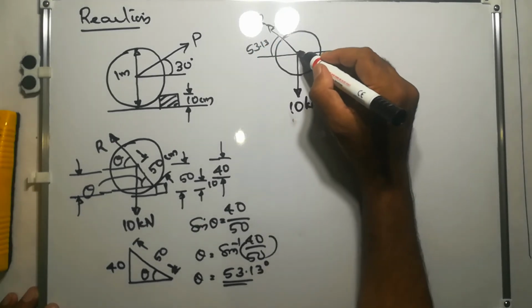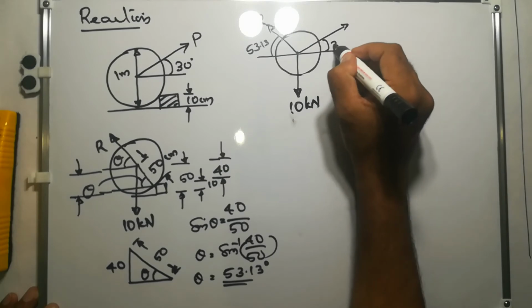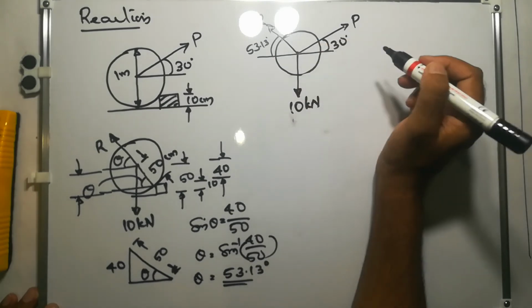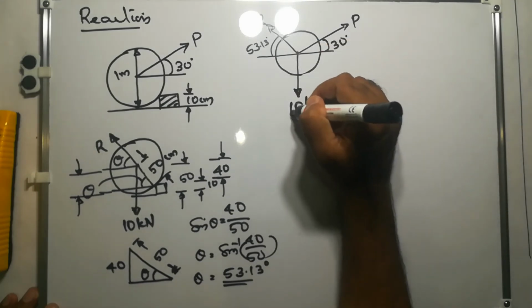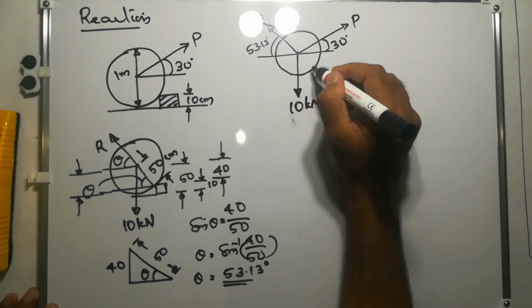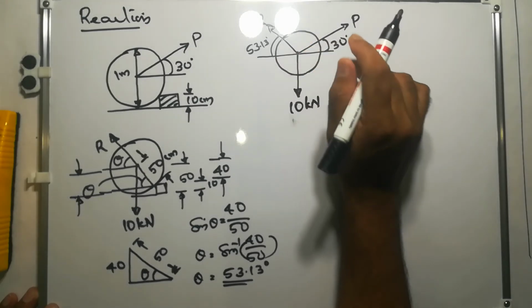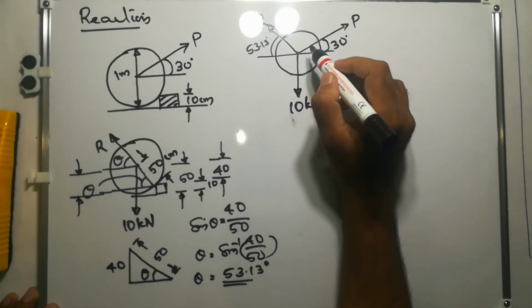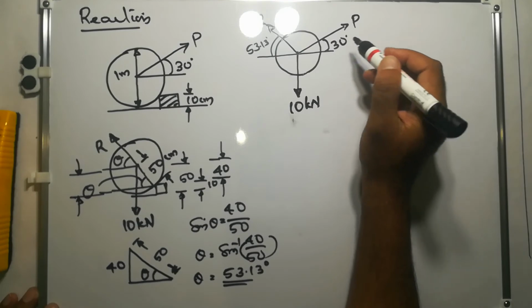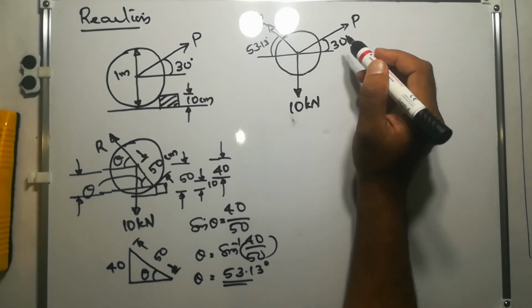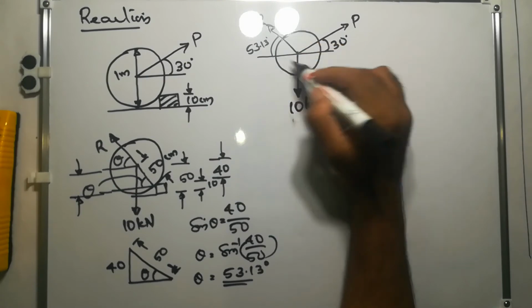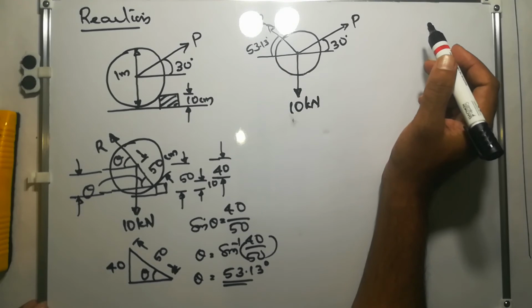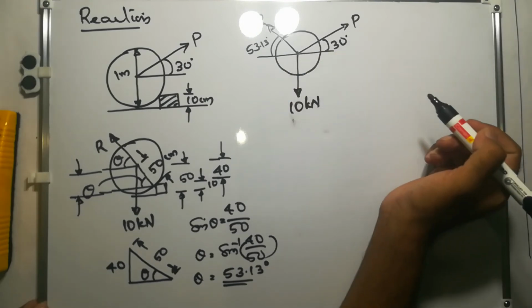Then P at 30 degree angle. So these are the three forces acting on the roller when it is just above the ground, that means just when the roller is trying to overcome the obstacle. So at that point we can say the roller is in equilibrium. It is not moving. At that one instant only, the roller is in equilibrium under these three forces. So that means we can use Lami's theorem.